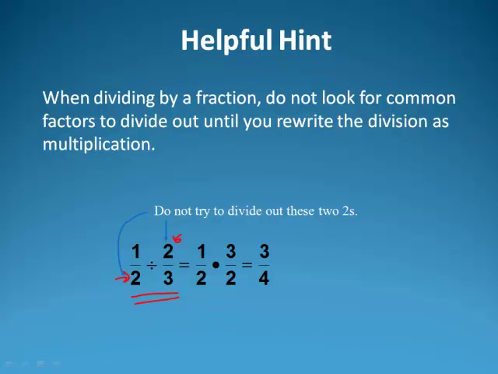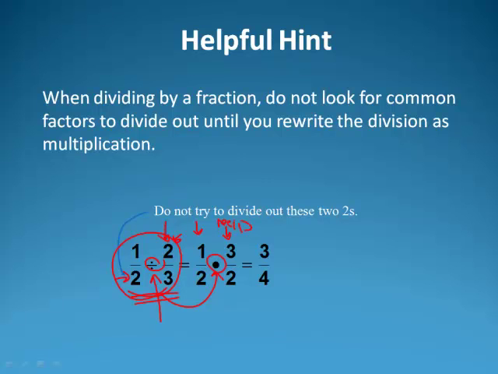You can't do that if it's division. The only time you can cross-cancel is if it's multiplication. So you have to take this problem as written and change it to a multiplication problem first by rewriting the first fraction, changing division to multiplication, and then taking the reciprocal of the second fraction.